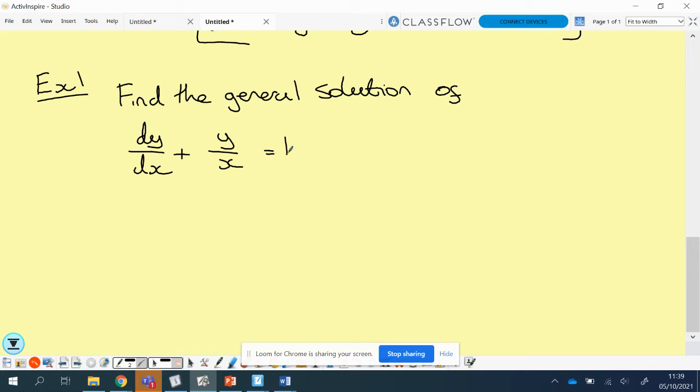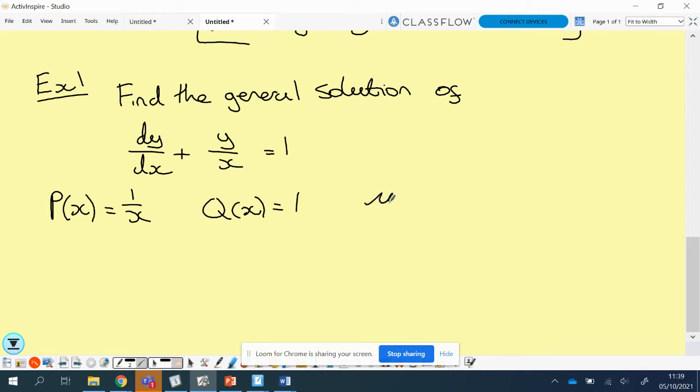So hopefully you can see that's not a separable form of our equation. What we have is a function attached to the y after the dy by dx, and a function q of x on the right hand side. So what I always write down is get your data. P of x is always the function attached to the y, so in this case it is 1 over x. Q of x is always the function on the right hand side, which is 1 in this case.